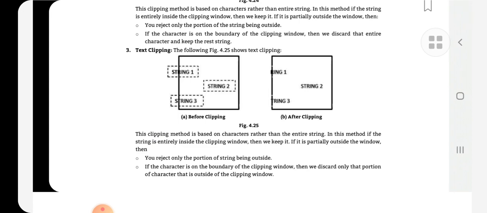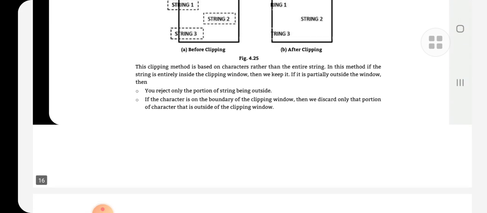The third is text clipping. This clipping method is based on the character rather than the entire string. If the string is entirely inside the clipping window, then we keep it, and if it is partially outside the window, then you reject only the portions of the string outside. If a character is on the boundary of the clipping window, then we discard only that portion of the character that is outside of the clipping window.